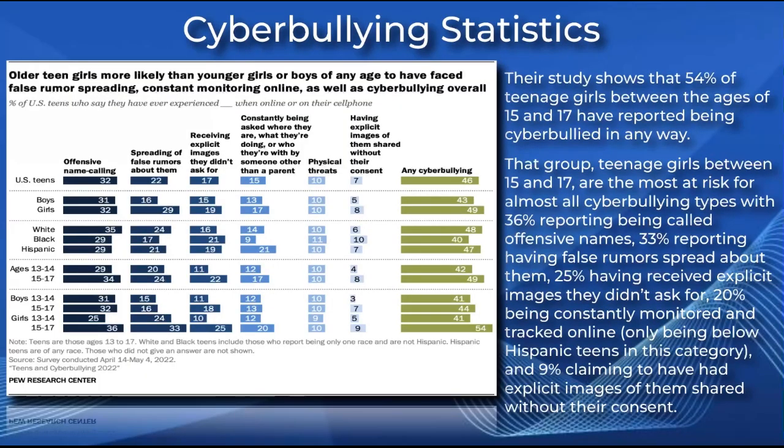According to the Pew Research Center, nearly half of all teens have claimed that they've experienced cyberbullying, with offensive name-calling being the most common reported type of cyberbullying. Their study shows that 54% of teenage girls between the ages of 15 and 17 have reported being cyberbullied in some way. That group, teenage girls between 15 and 17, are the most at risk for almost all cyberbullying types, with 36% reporting being called offensive names, 33% reporting having false rumors spread about them, 25% having received explicit images they didn't ask for, 20% being constantly monitored and tracked online, and 9% claiming to have had explicit images of them shared without their consent.